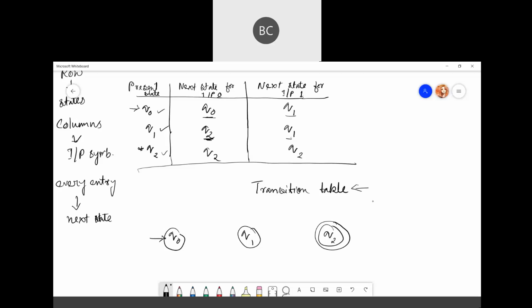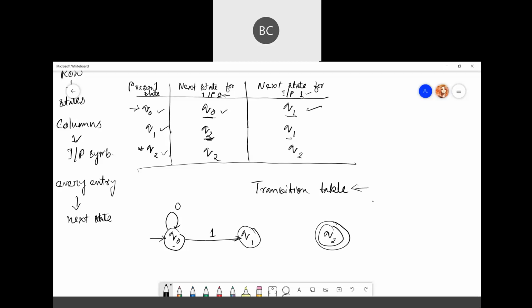Now you have to see, for input symbols 0 and 1, what the next state is. From the table, you know that when Q0 reads 0, it comes to the same state again, Q0. This is done. Now you know from Q0, when it reads input symbol 1, it moves to Q1. So for this part, one entry is done.